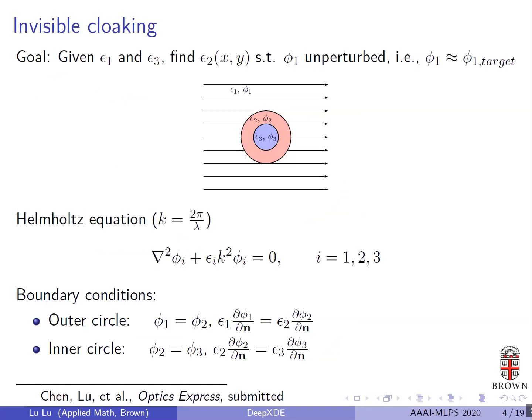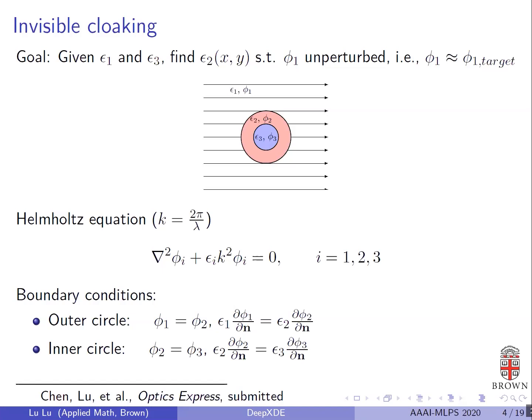So mathematically, given epsilon 1 and epsilon 3, and also given the location and the size of these two circles, we try to find epsilon 2, which is a function of x coordinate and also y coordinate, such that the phi 1, which is the electric field for the outside domain, is unperturbed, which means phi 1 should be equal to our phi 1 target function. So these are the measurements we have for phi 1. And from these measurements, we try to infer what's the corresponding field of epsilon 2.